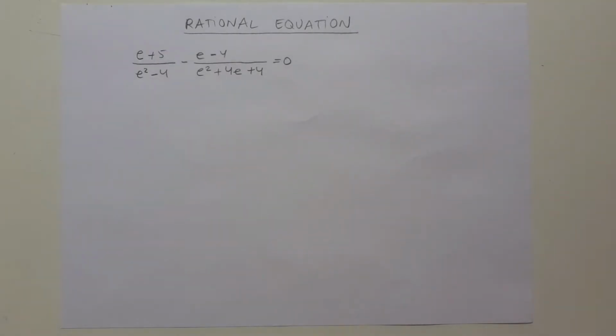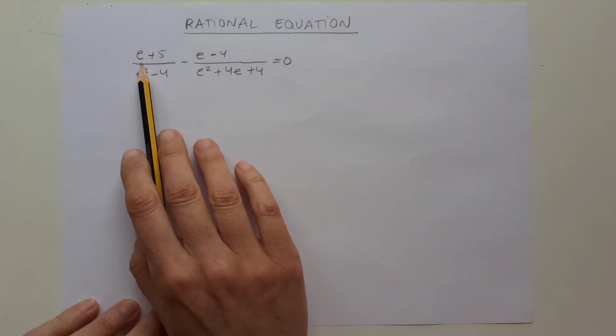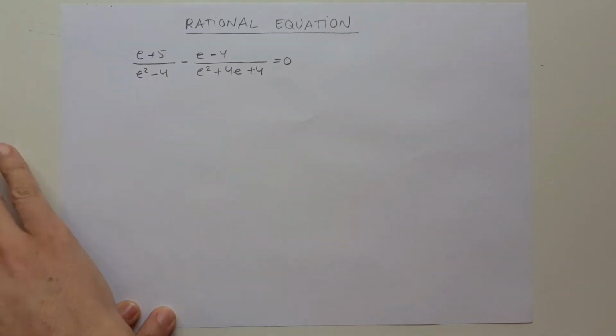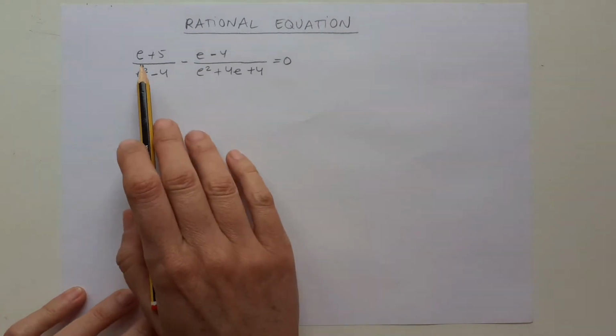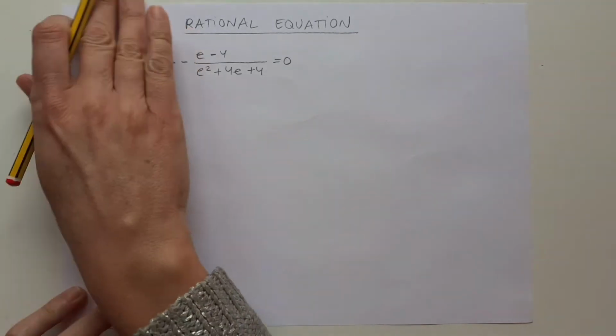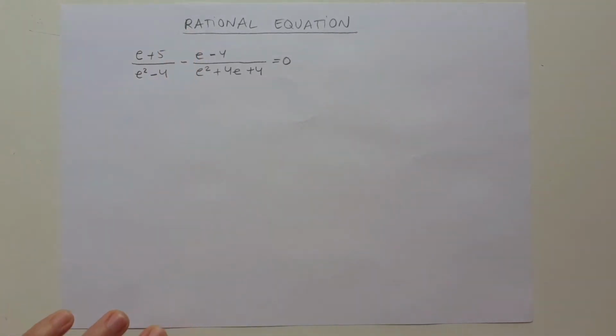Hello, let's solve another example of a rational equation. As you have observed, I haven't used the typical variable x. I sometimes use other variables, which could be any letter. In this case, I'm going to use the letter E, but we have to work exactly the same way as if we were working with a variable x.